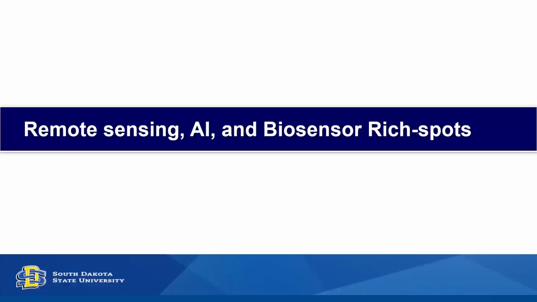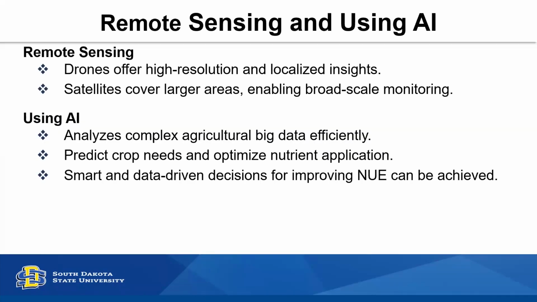conditions. So today we have remote sensing, AI, and biosensor rich spots. I want to explain how these components can help us to improve our nitrogen management. We are talking about remote sensing. Drones offer high resolution and localized insight from the field. We fly over. It's just a matter of hours. We collect lots of information from one section, and we can use that information.